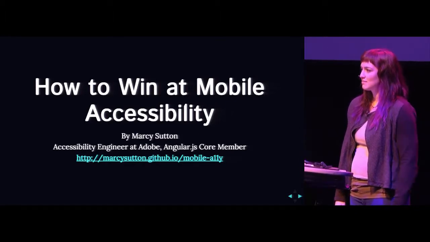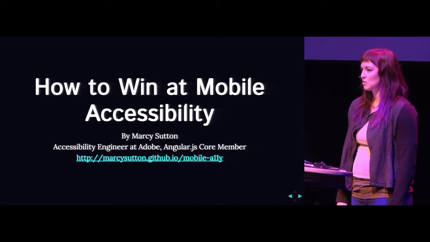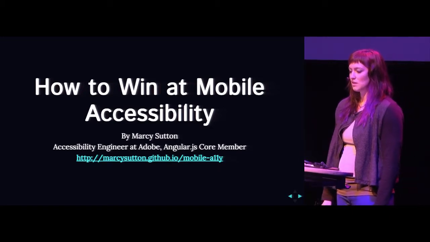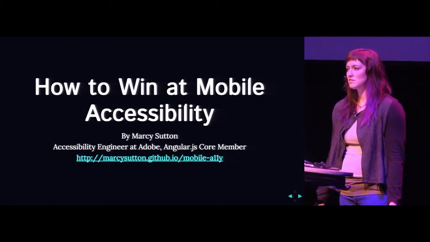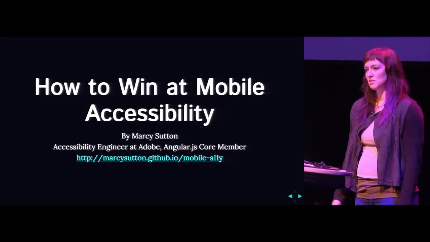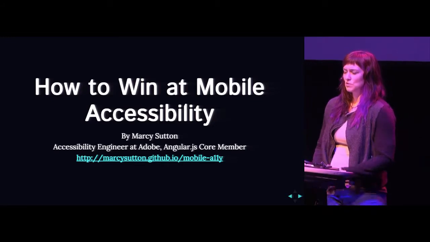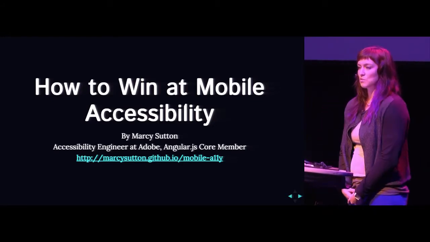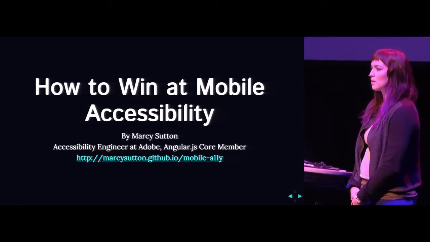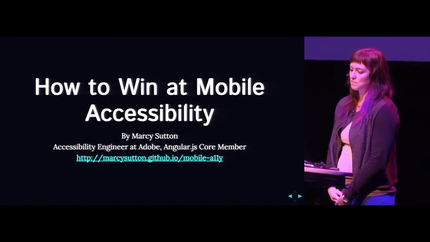I'm Marcy Sutton. I am an accessibility engineer at Adobe in Seattle. At Adobe, I work on making software more accessible to people with disabilities, and including everybody. So it's pretty exciting. I'm sort of new in that role, but I'm working on really big software, and I like having a big impact in the world with accessibility.